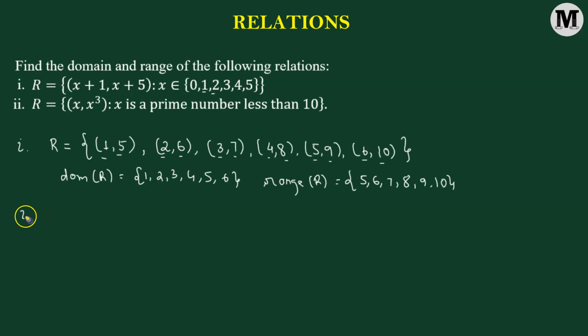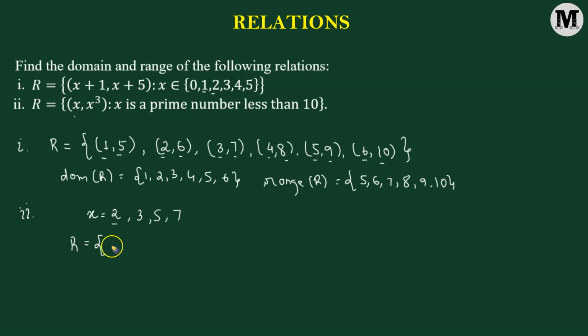Now coming to the second problem, we have relation R, which is the set of the ordered pairs (x, x cubed), where x is a prime number less than 10. So let's first specify the values for x. What could be x? x could be 2, then x could be 3, we have 5, we have 7. These are the only 4 possible prime numbers that are less than 10. Okay, so using this we have to form the ordered pairs. Now that's a very simple task.